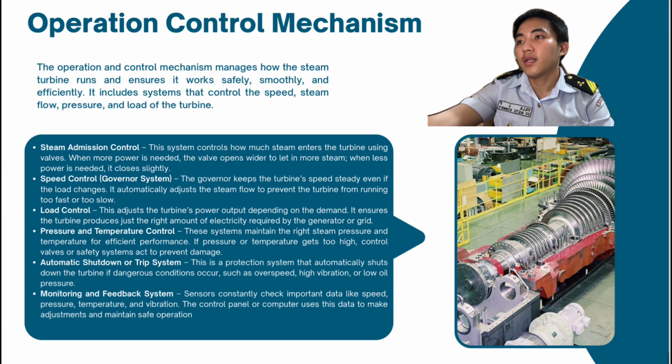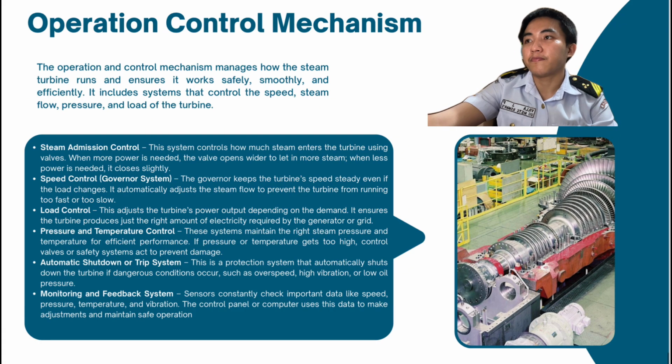Load control. This adjusts the turbine's power output depending on the demand. It ensures the turbine produces the right amount of electricity required by the generator or grid. So pressure and temperature control. This system maintains the right steam pressure and temperature for efficient performance. If pressure or temperature gets too high, control valves or safety systems act to prevent damage.